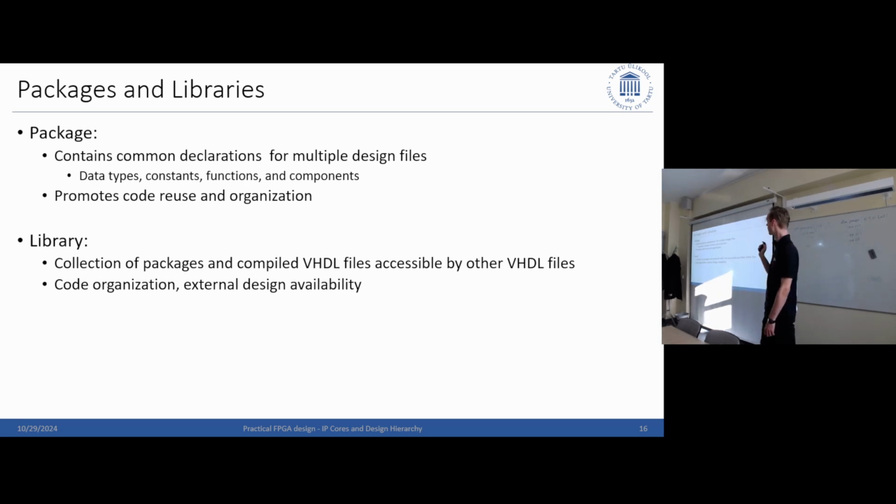We have here packages and libraries. As said in the very beginning, they contain declarations of multiple design files, data types, constants. So actually in VHDL you can create your own data types, which is quite useful. You can make multidimensional arrays and those kinds of things, because VHDL itself does not have these things. There's at least something there. It's a bit similar, I think, to C, where you can also make your own data type structs or whatever. So it is kind of useful.